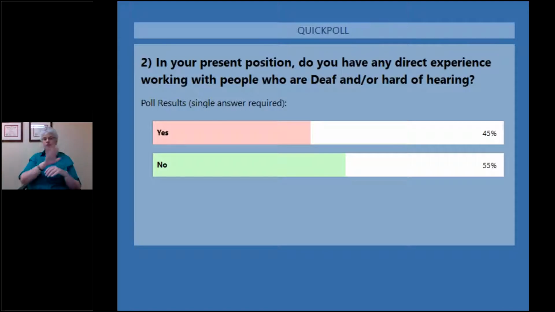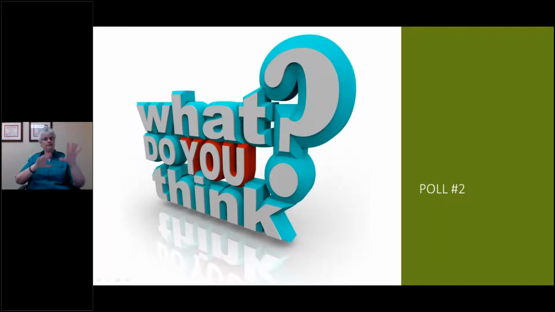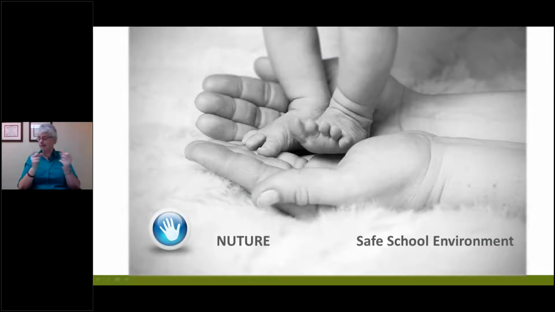Okay, and that's really helpful for me to get an idea of your level of experience and exposure to deaf and hard of hearing people, if you've had contact at a professional level with them. So let's go back, and I'll come back to the reason why I'm asking that, and it'll become evident as we go through this session. Okay, Holly, I'm giving you back control.